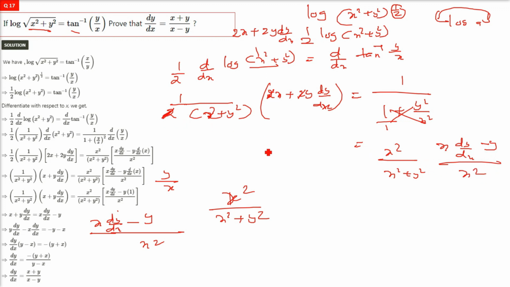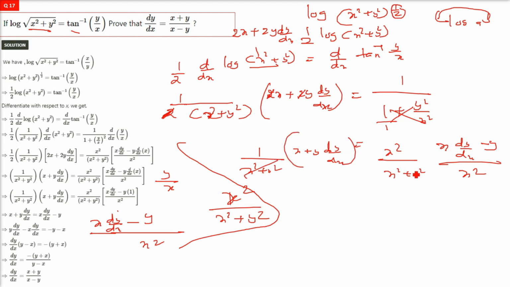Now what do you see here? What was the left hand side? If you remember, it was 1 by x square plus y square and x plus y dy by dx. Now this x square plus y square gets cancelled. This x square gets cancelled from here. Finally what we have achieved is x plus y dy by dx is equal to x dy by dx minus y. Now there is only one thing, which is rearrangement in order to get this solution.